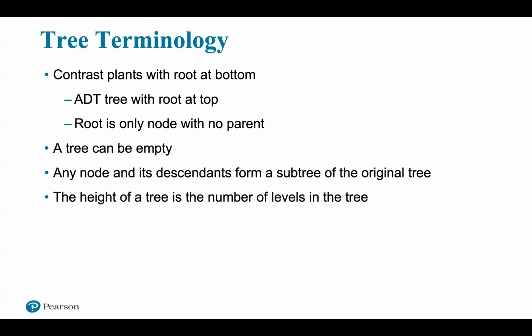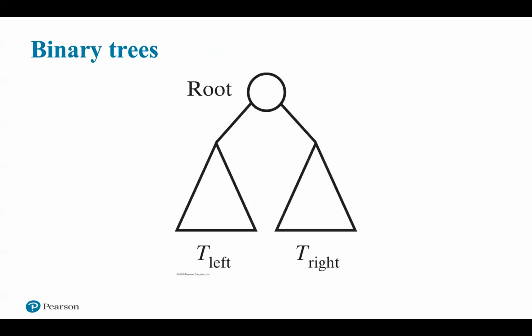Something to note: while the roots of most plants are firmly in the ground, the root of an ADT tree is at the tree's top. It is the origin of the hierarchical organization. Each node can have children. A node with children is a parent, a node without children is a leaf. The root is the only node that has no parent. All other nodes have one parent each.